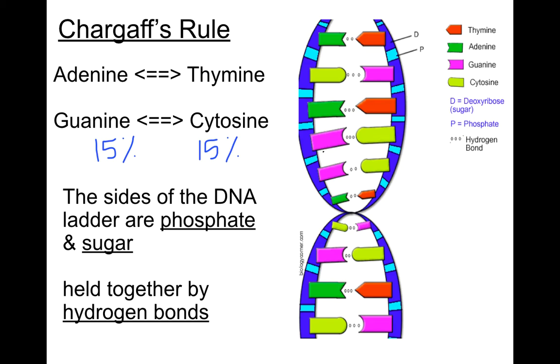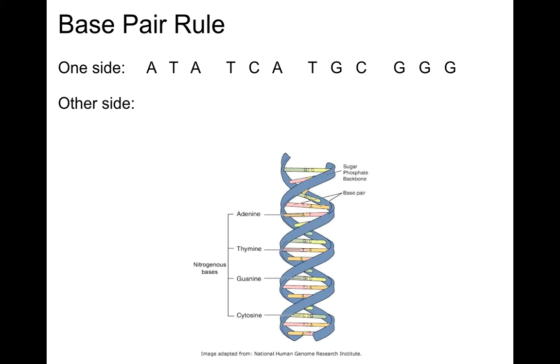The sides of the DNA ladder are the phosphate and sugar, that we call the backbone. And they're held together by hydrogen bonds. So you can see these hydrogen bonds. So if we think of the base pair rule here, one side we have A, T, A, and so the complementary one for A would be a T, the other side would be a T, an A, a T, an A, a G, T, A, C, G, C, C, C.